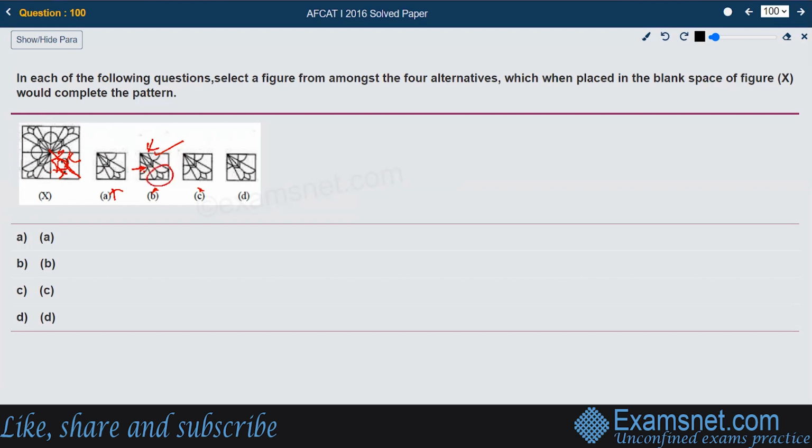This particular pattern should be there. See, this particular pattern is available in all of them, here also, here also, and here also. And this particular pattern is facing the corners. If you have a closer look, this particular pattern is facing the corners. So this is what is happening in B also. So B matches with the diagram perfectly. So the answer is option number B.